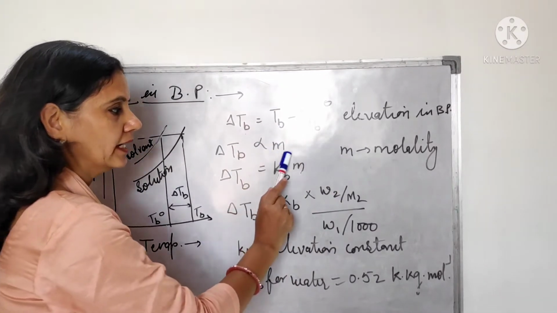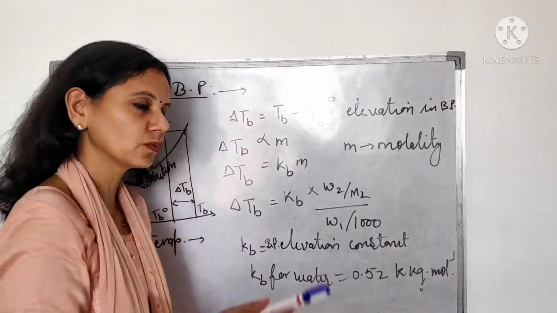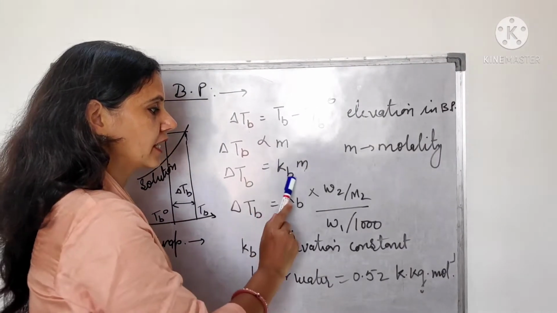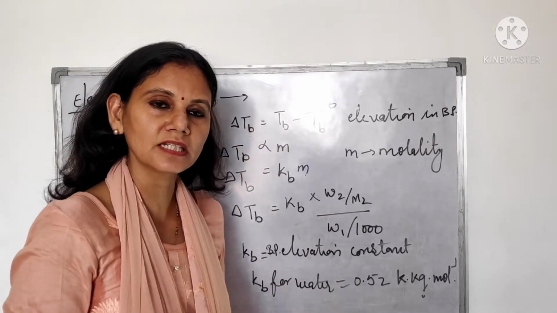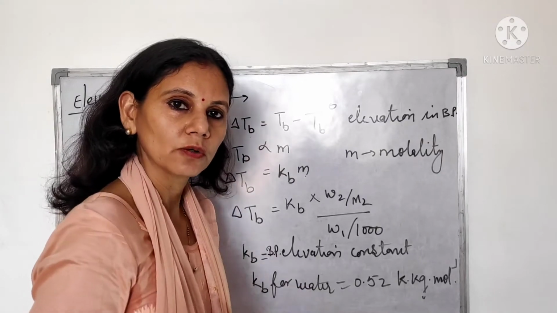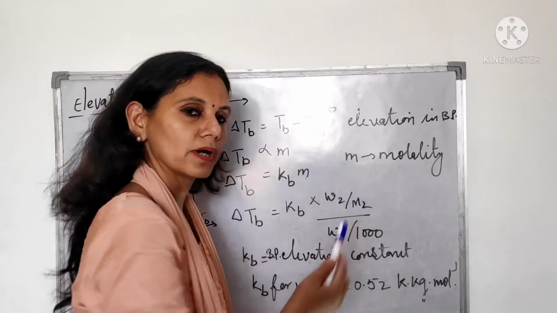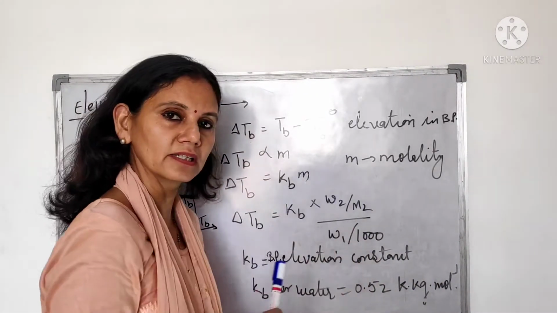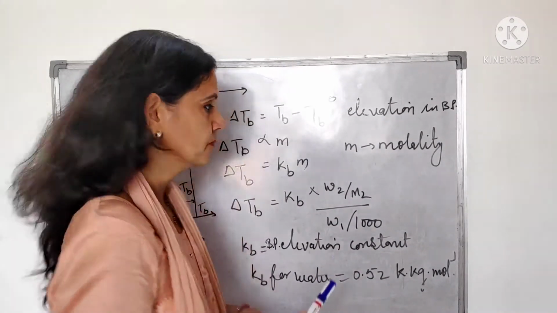Now it is related with molality. It is directly proportional to molality. As we know, when we remove the proportionality sign, then there will be a constant Kb. Kb is called the boiling point elevation constant, or the ebullioscopic constant, and its unit is Kelvin kilogram per mole. For water, its value is fixed. You have to learn this. That is 0.52 Kelvin kilogram per mole.